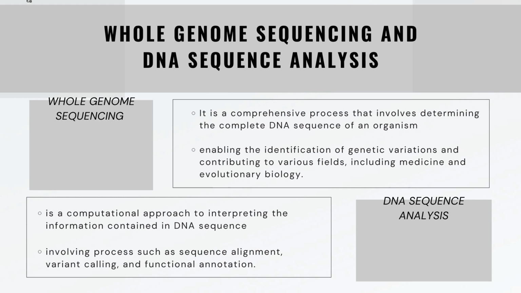This analysis involves investigating the structure, function, variations, and interactions of the genes within an organism's DNA. Whole genome sequencing and DNA sequence analysis. Whole genome sequencing is a comprehensive process that involves determining the complete DNA sequence of an organism, enabling the identification of genetic variations and contributing to various fields, including medicine and evolutionary biology. DNA sequence analysis is a computational approach to interpreting the information contained in DNA sequences, involving processes such as sequence alignment, variant calling, and functional annotation.